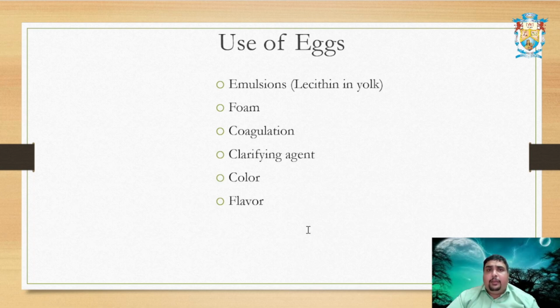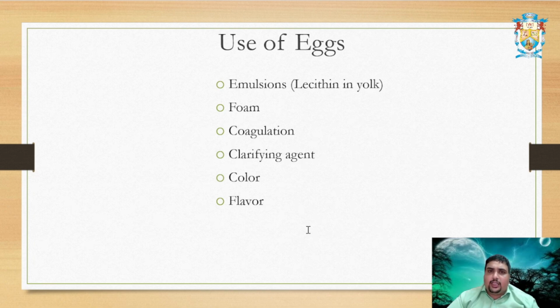For example, mayonnaise. What happens in mayonnaise is the yolk mixes with oil. Yolk you can take as a liquid base, and oil you can take as a fat base. These two are unmixable products which get mixed together because of the presence of lecithin in the yolk. Next one is foam. Egg white, when beaten, converts into a foam. It traps the air, thus forming a frothy texture. So foam is another use.